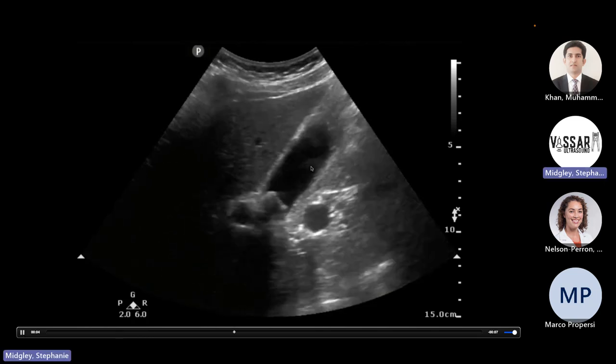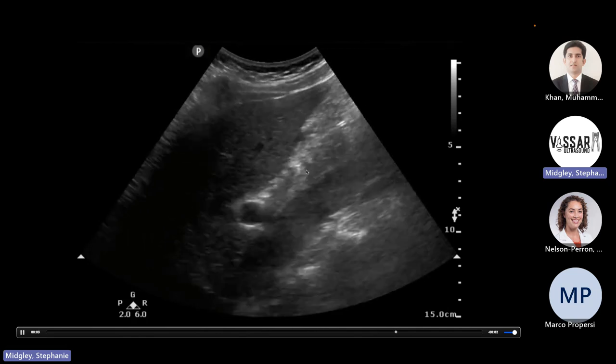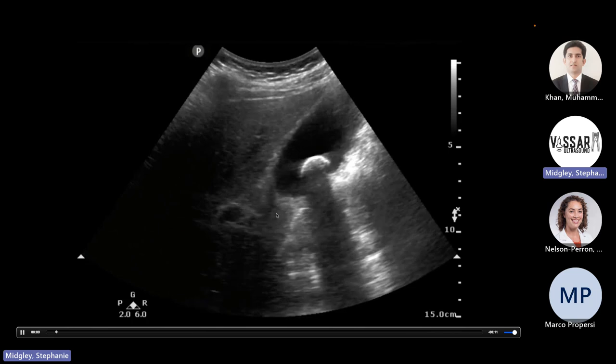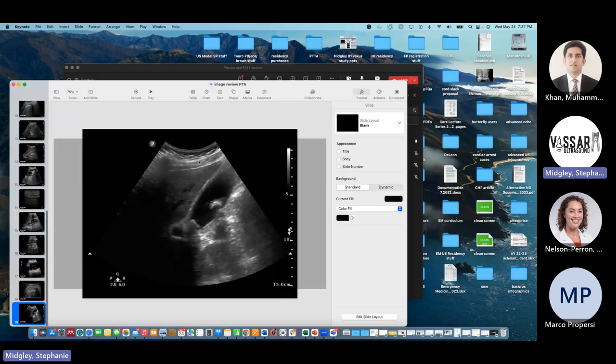So don't get tricked by that one. That tells you there's a stone. You might not have seen that one. Maybe this is enough to say, oh, it's probably biliary colic that's doing it. But just make sure you're looking at that neck too. All right, cool. That's all I got.